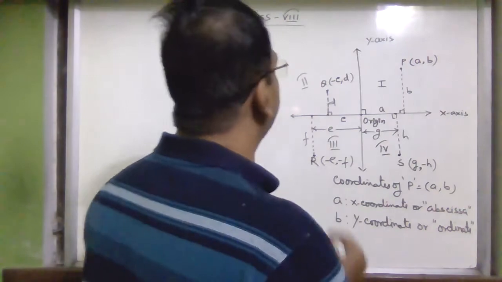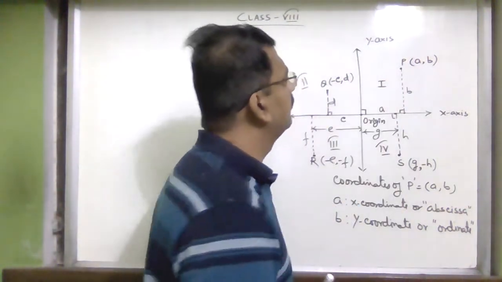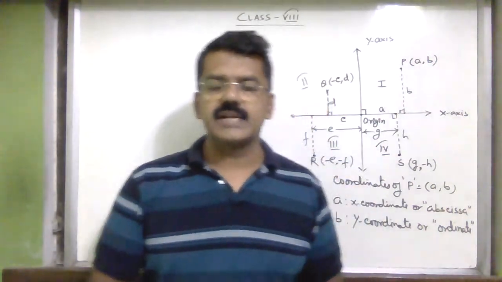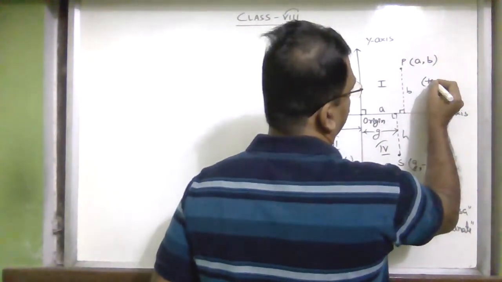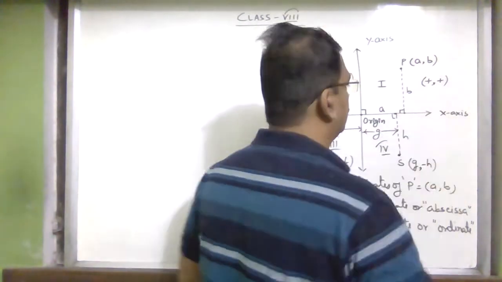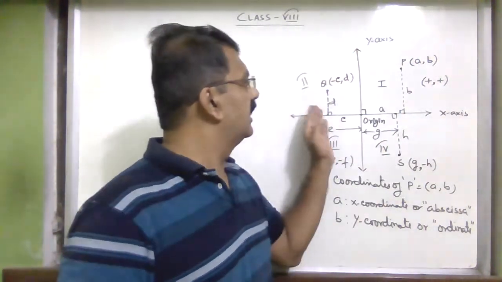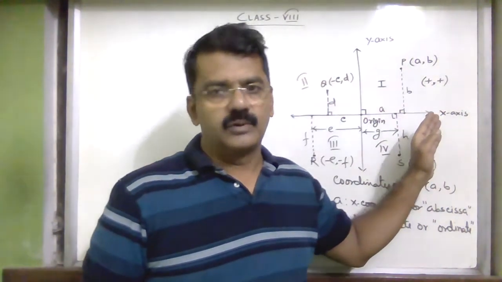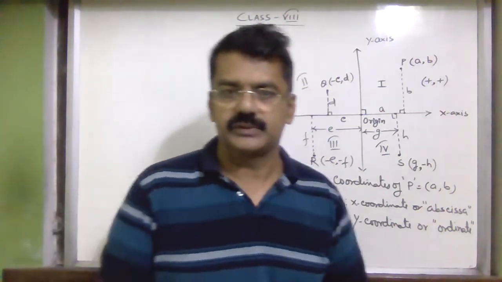So any point inside the first quadrant, I repeat, any point inside the first quadrant will have both coordinates positive, positive, positive. Because you see, to reach any point in the first quadrant, you have to move towards positive x direction and then positive y direction. That is like this, positive, positive.